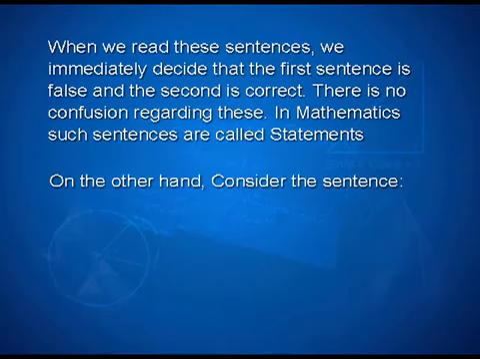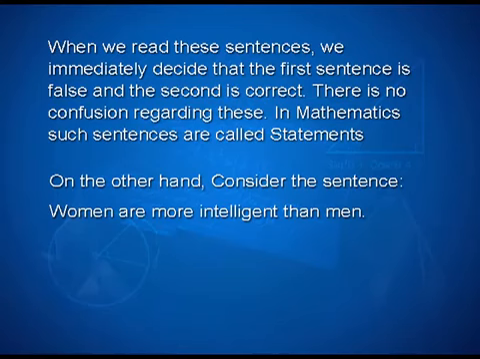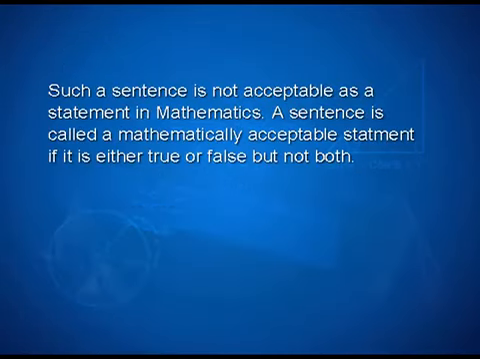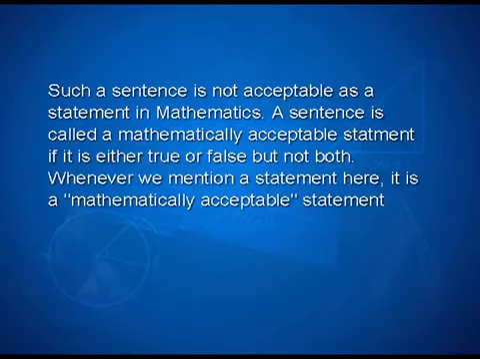On the other hand, consider the sentence, women are more intelligent than men. Some people may think it is true, while others may disagree. Regarding this sentence, we cannot say whether it is always true or false. That means this sentence is ambiguous. Such a sentence is not acceptable as a statement in mathematics. A sentence is called a mathematically acceptable statement if it is either true or false, but not both. Whenever we mention a statement here, it is a mathematically acceptable statement.